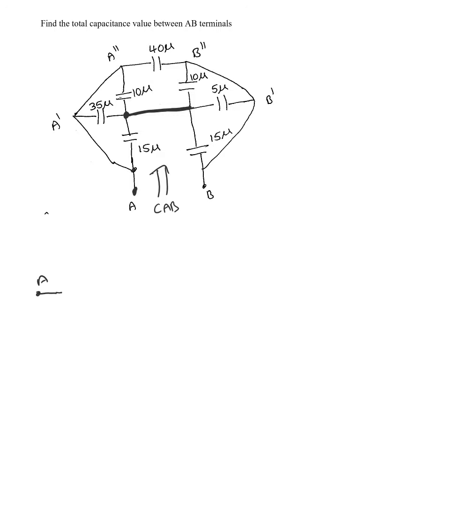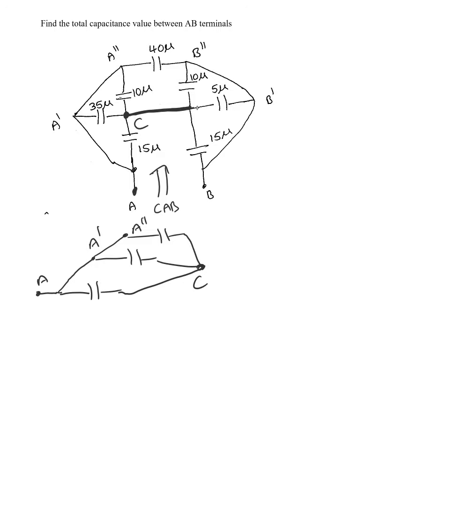So I'm going to start from A. One is going to a capacitor, another one is going to A prime. Now another line is going to A double prime. So A prime, there is a capacitance, A double prime, another capacitor. Now if you look at these three capacitors, they're all joining at point C. Do you agree? Okay, so all joining at point C.